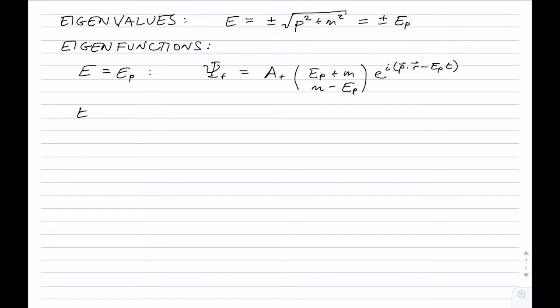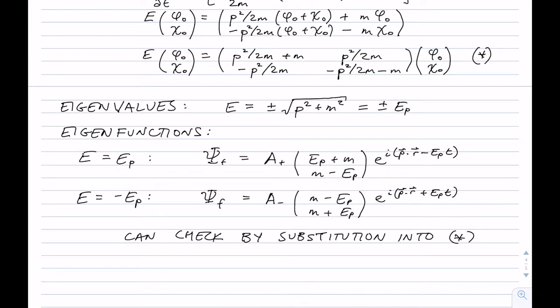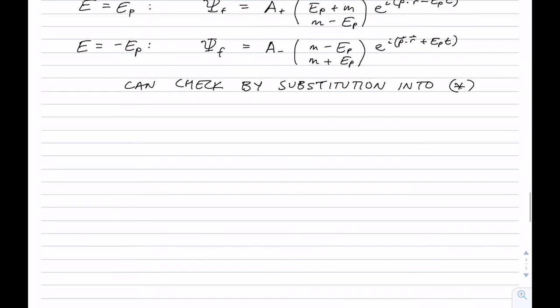What about for the negative solution? Then I will find that the free wave function is (m minus EP, m plus EP) times e to the i(p dot r plus EP t). You can check these by substituting into the wave equation up here. Okay, what about the normalization constants?